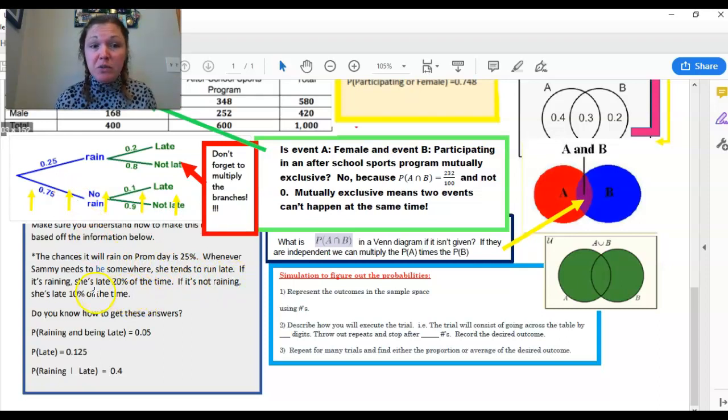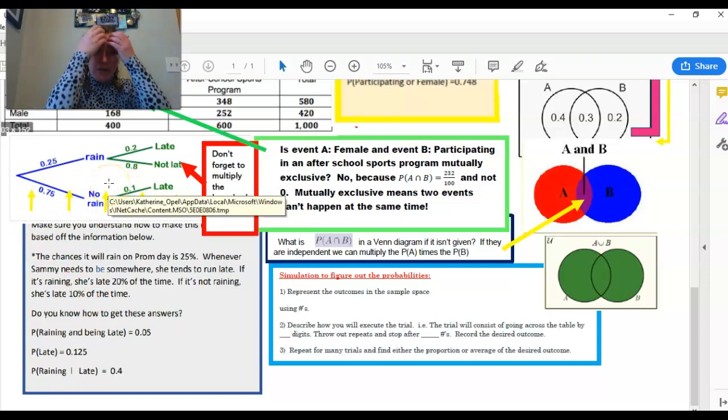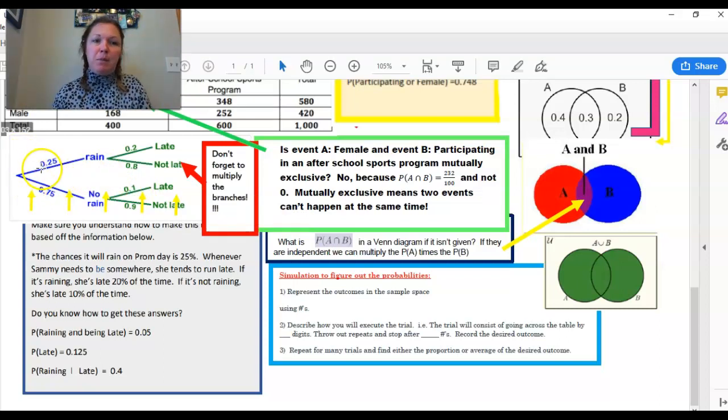Next, she tends to run late. If it's raining, she's late 20% of the time. So we go to the blue one here. If it rains, she's late 20% of the time, so 0.2. That means she's not late 80% of the time, forgive me, 0.8. 0.8 plus 0.2 equals 1. Then it says if it's not raining, she's late 10% of the time. So you go to the blue, it doesn't rain, 0.1, and 0.9 has to add up to 1. Now, the biggest thing people forget to do is you need to multiply these branches. 0.25 times 0.2 gives you rain and late.